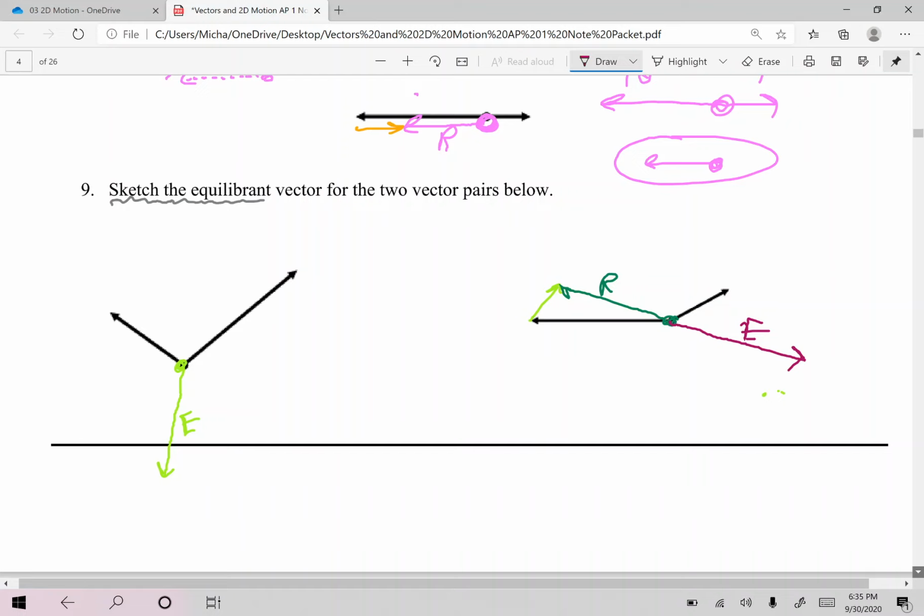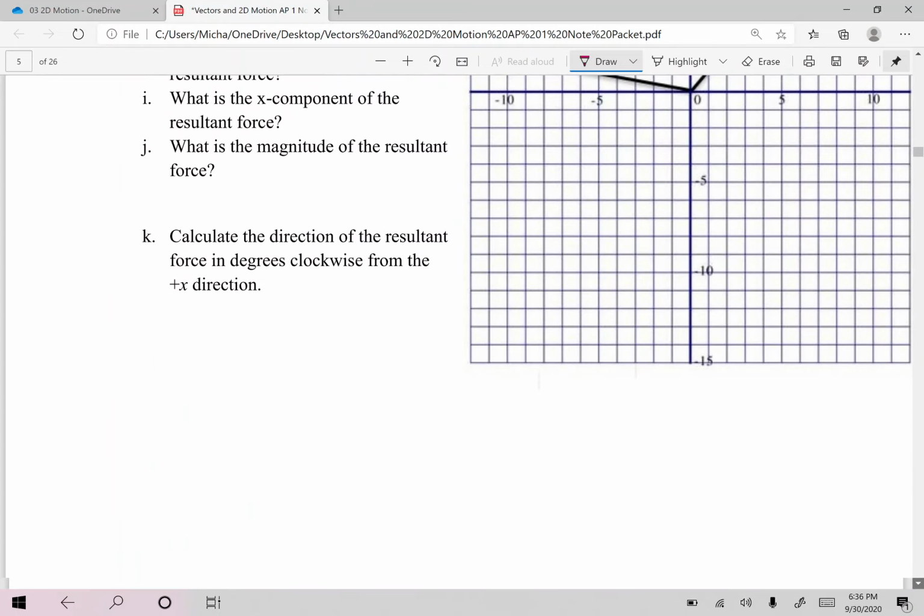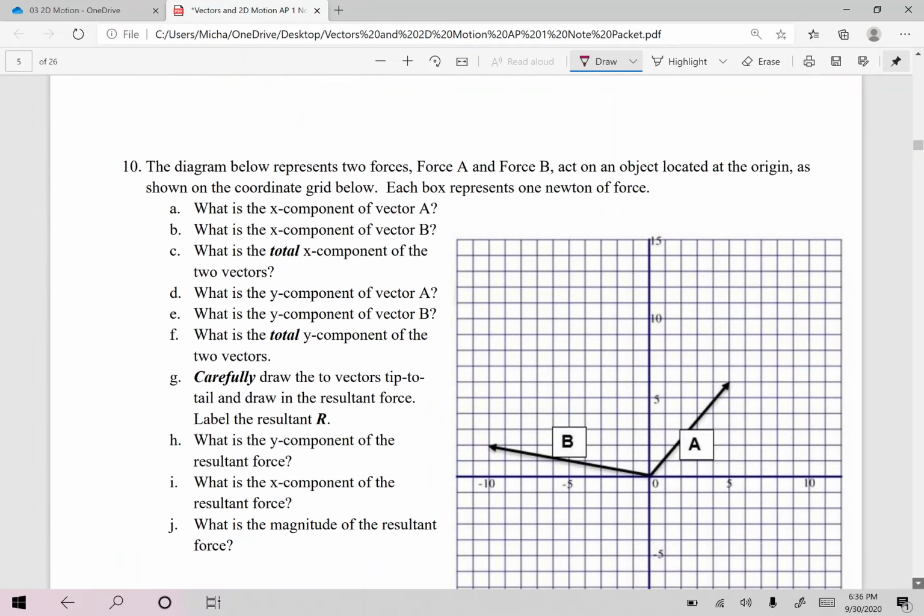Okay, so that's our lesson for today. Quick recap of what we did. We did the tip to tail method. As long as you can redraw the vectors and draw the picture at the end, that's good. If you're doing this and you're like, what am I actually doing? Why does this make sense? Why do I care? What's the point? When we add the math to it, I'm hoping that you'll see why this works and what it is.